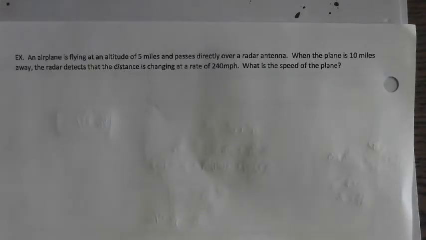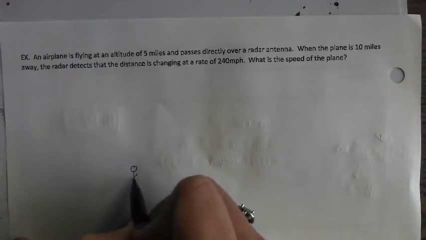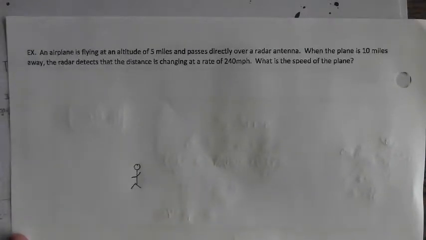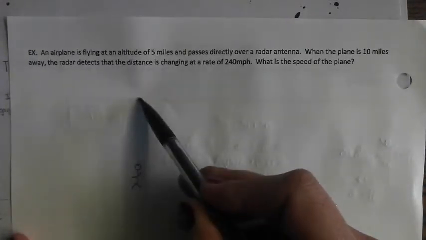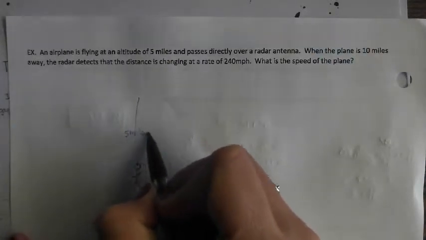An airplane is flying at an altitude of 5 miles. So here's a person on the ground. The altitude the airplane is flying is 5 miles up. So that's 5 miles, and we've got an airplane.